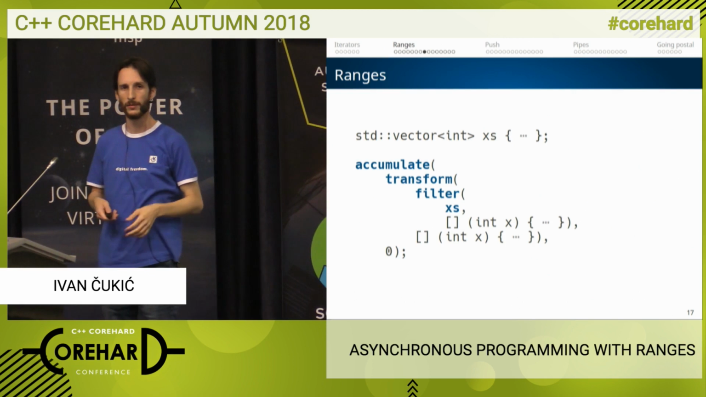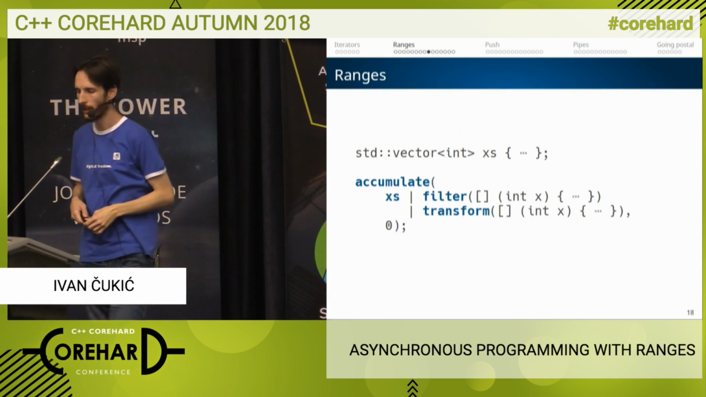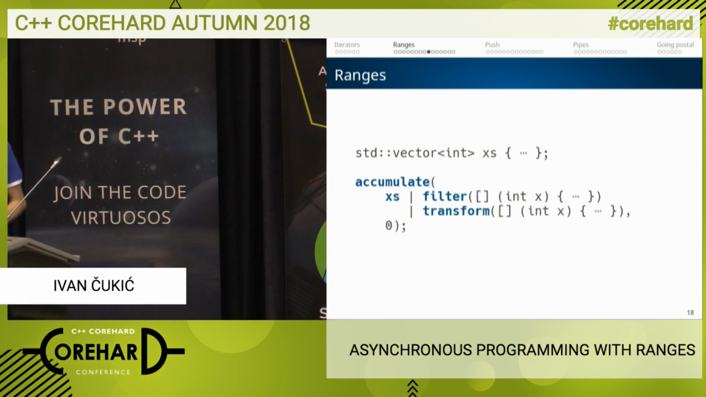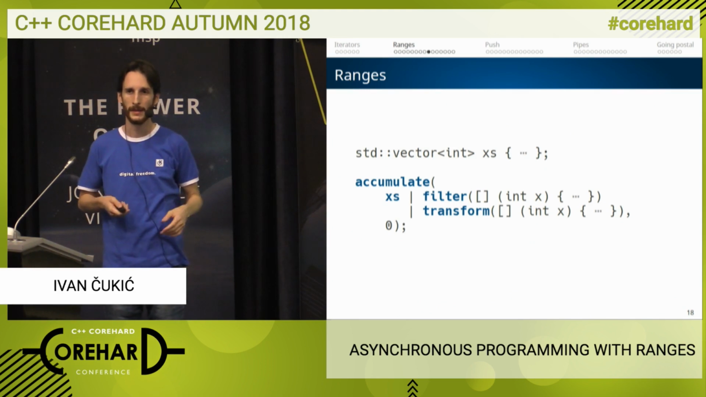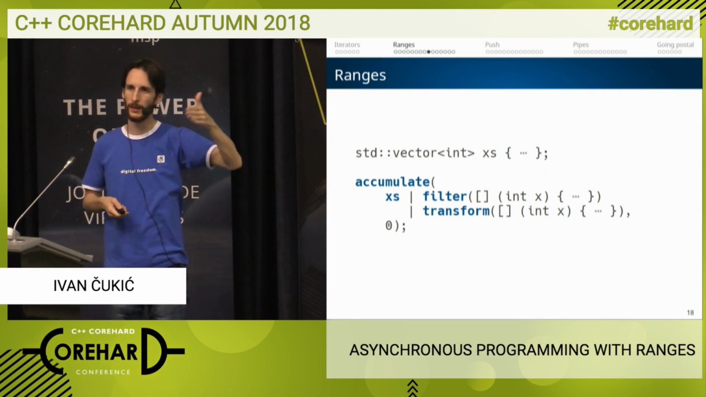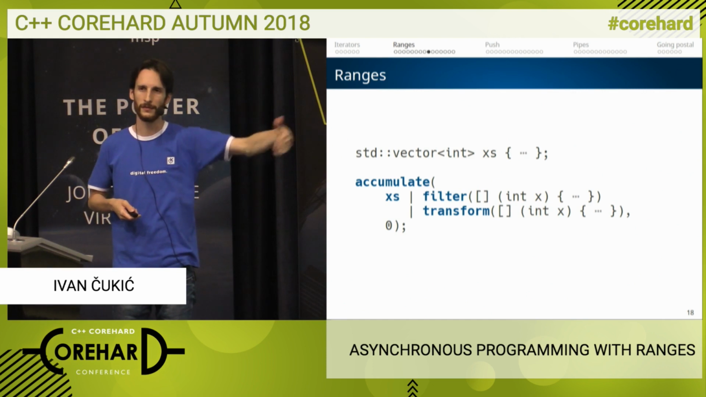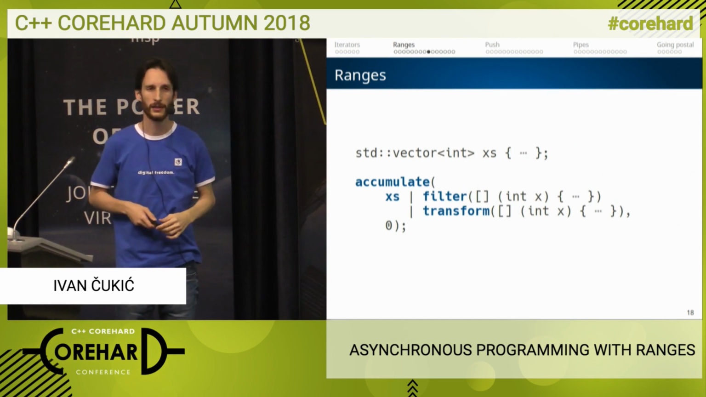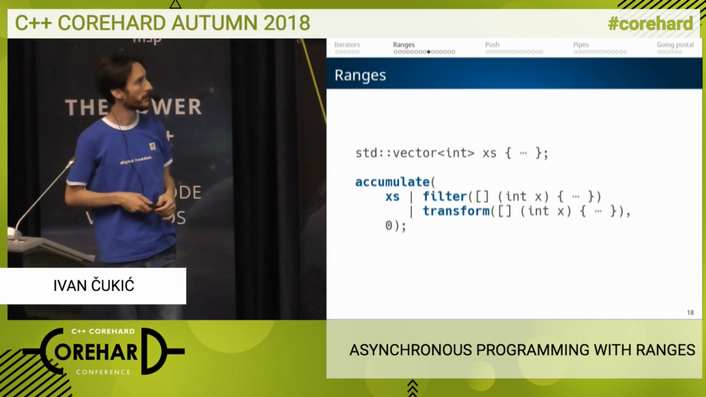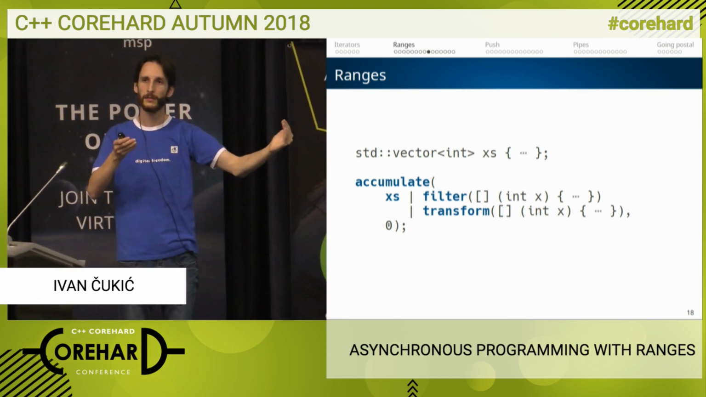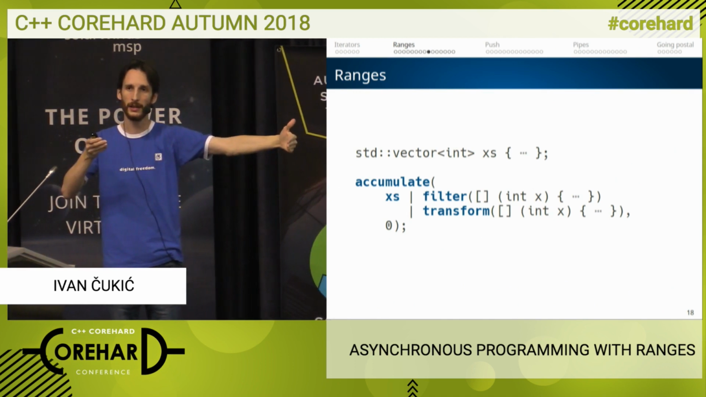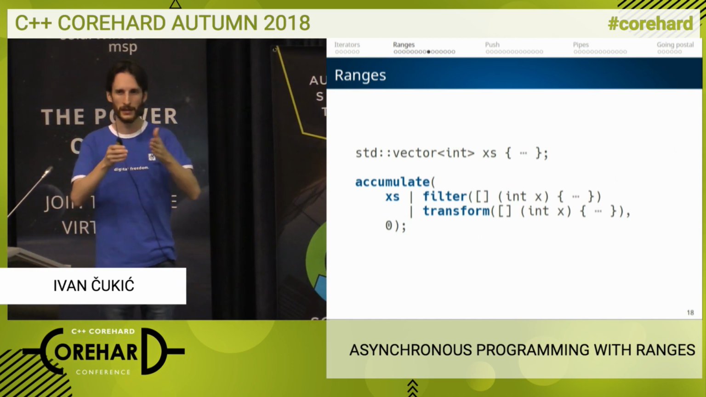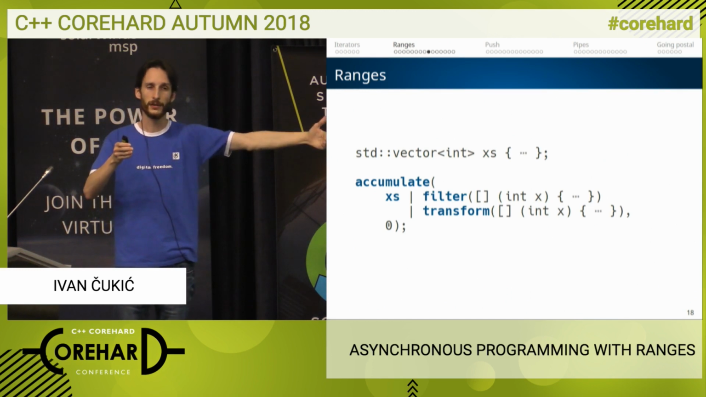the usual object-oriented notation. The ranges library supports the pipe syntax, and the pipe syntax looks like the usual Unix shell syntax. So we have axes, pipe them through the transformation, pipe them through filtering, and accumulate the result. Now, accumulate doesn't have the pipe version, because accumulate returns a single value and it evaluates everything. And all of the others just transform and return a new range.